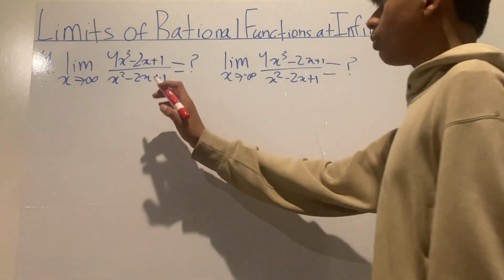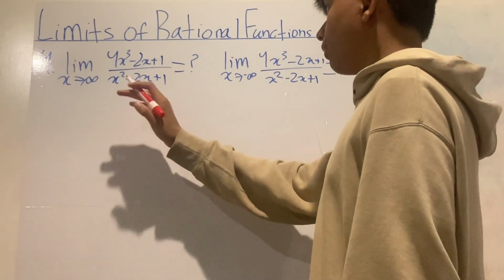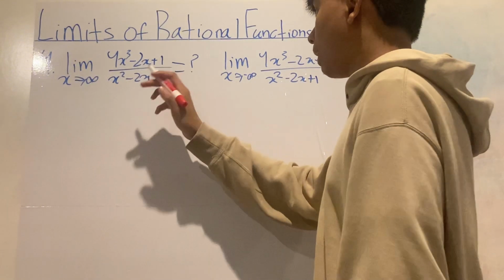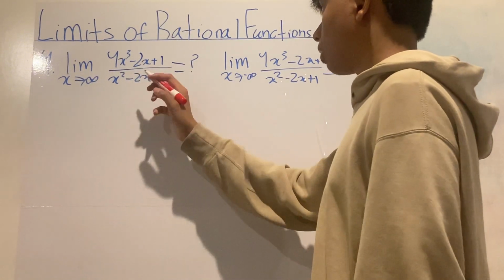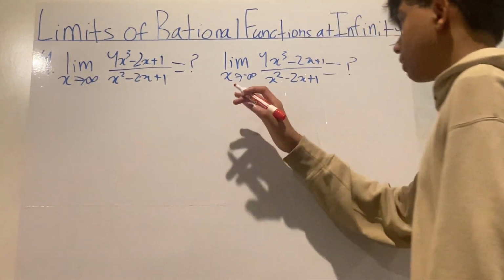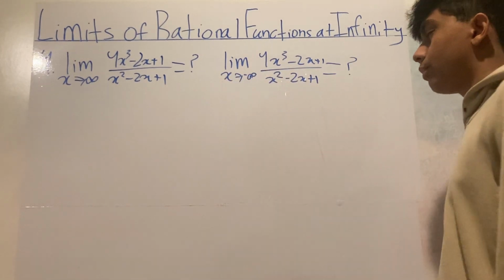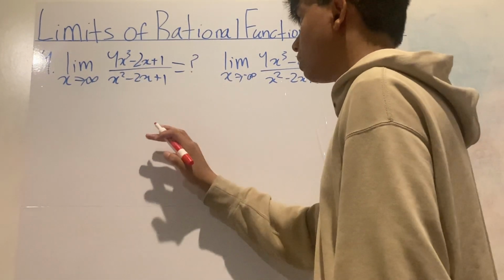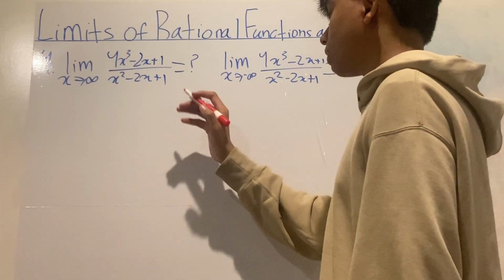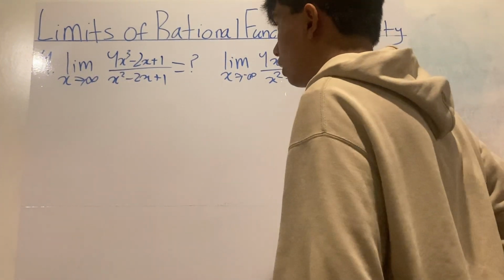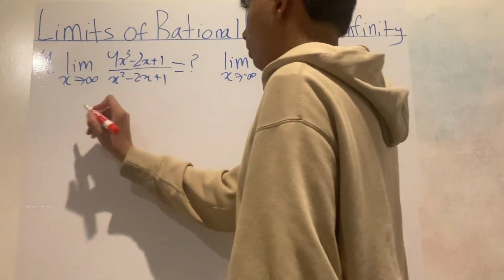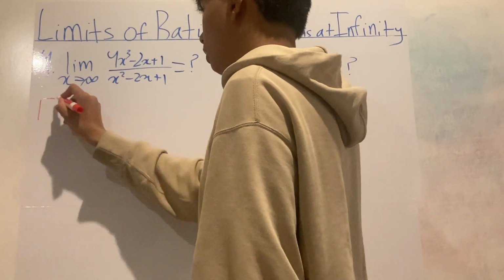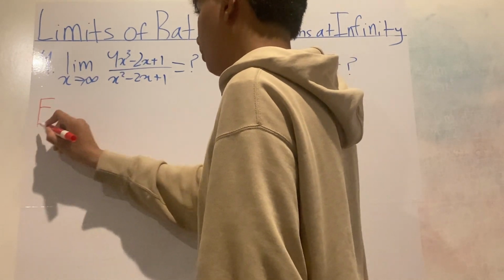Okay, so the fourth question we have: limit as x approaches infinity of 4x cubed minus 2x plus 1 over x squared minus 2x plus 1. And same thing for x approaches negative infinity. So again, just by looking at it, we know this limit does not exist, but technically it does because it's either infinity or negative infinity. So the end behavior method.